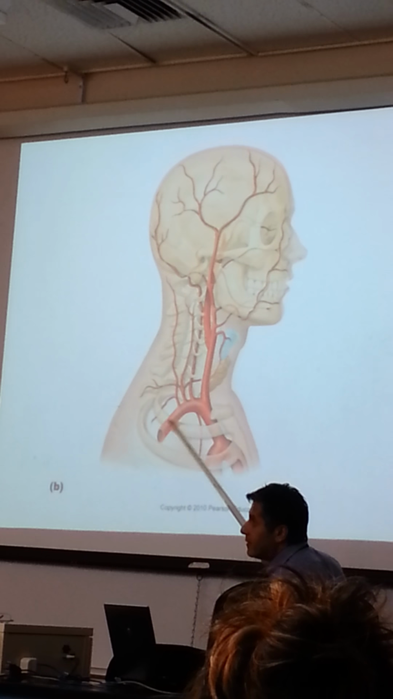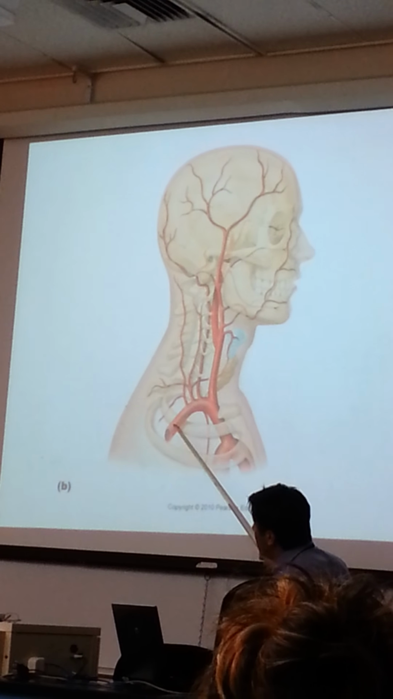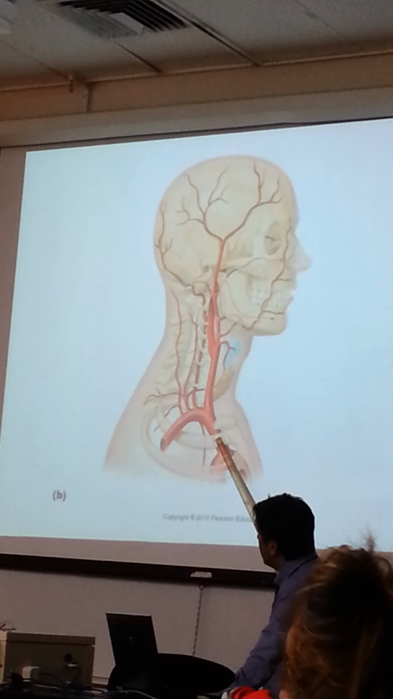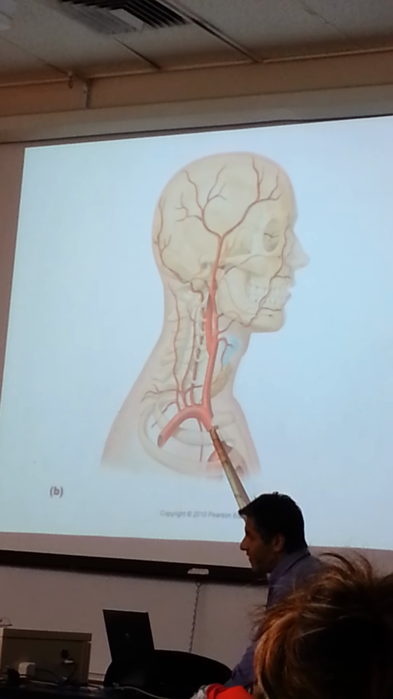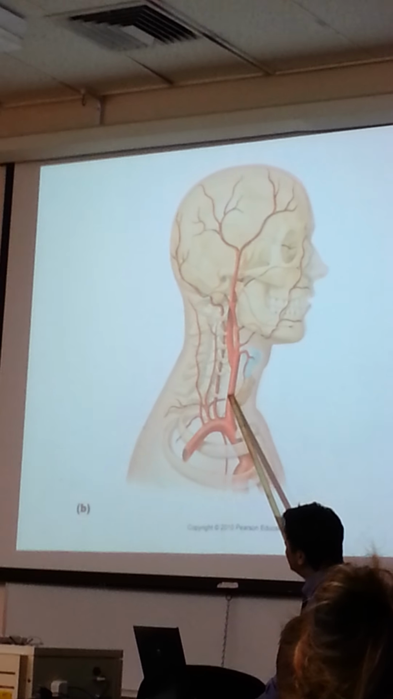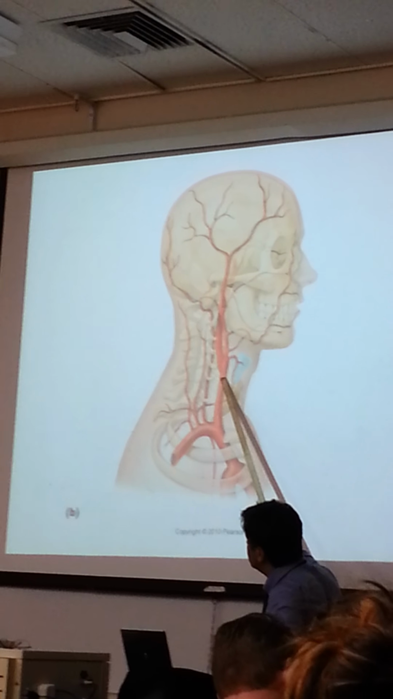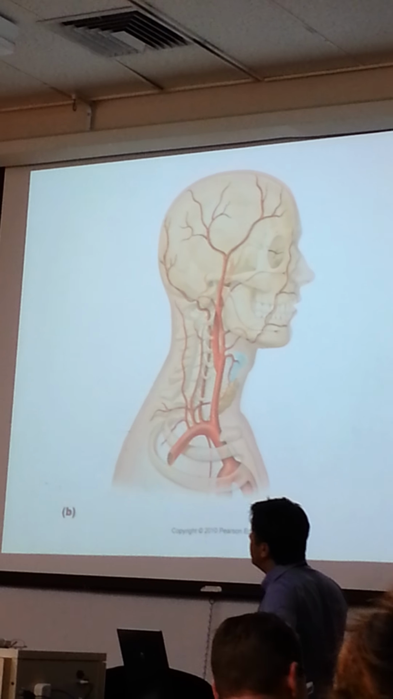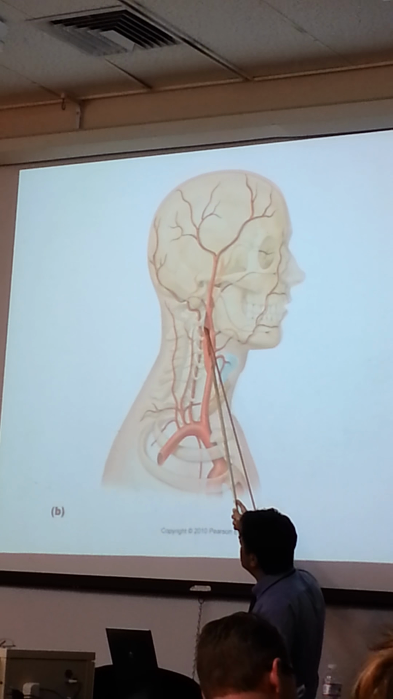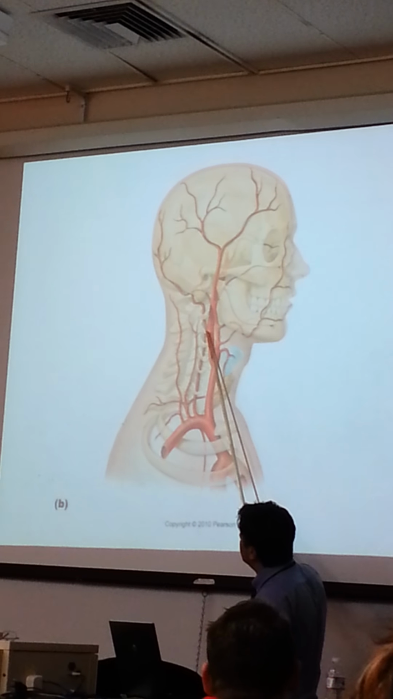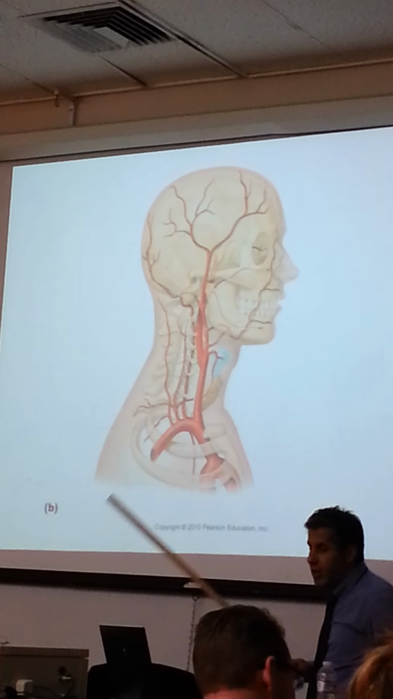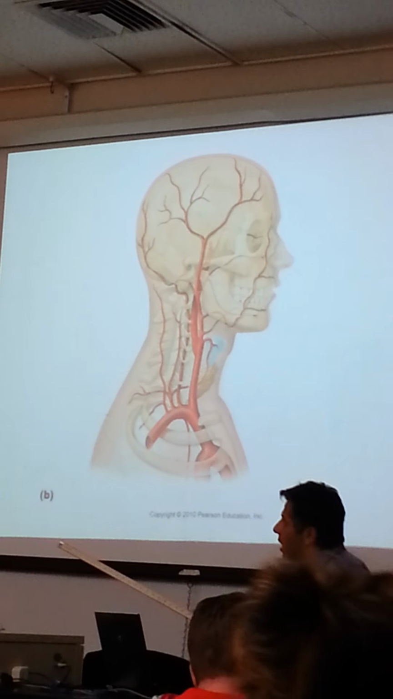What is this? Subclavian artery. This is brachiocephalic trunk. And this is common carotid artery. And this goes inside your brain. Internal carotid artery.